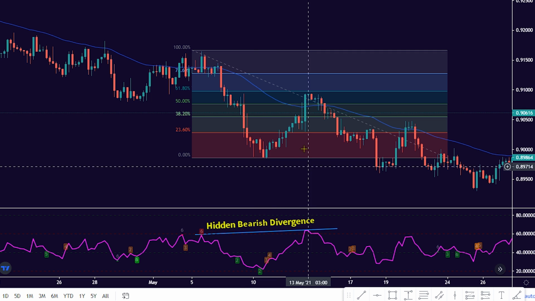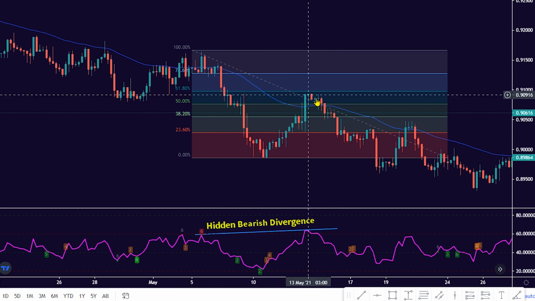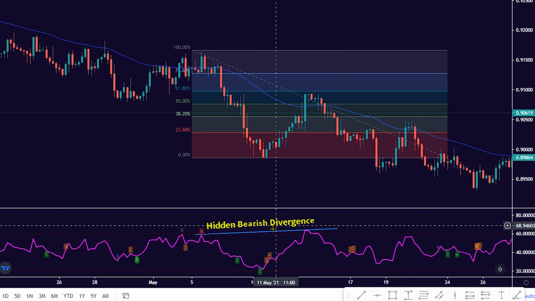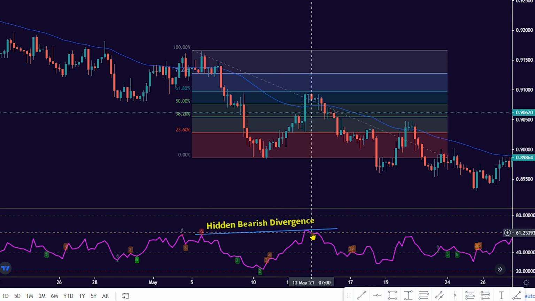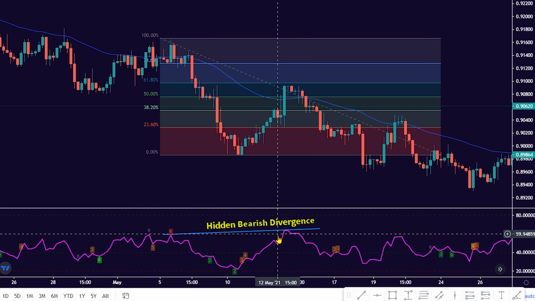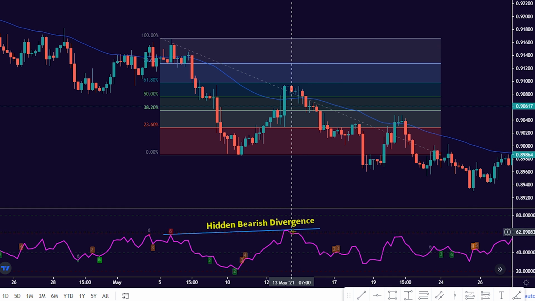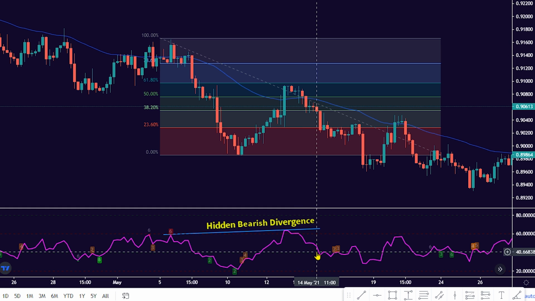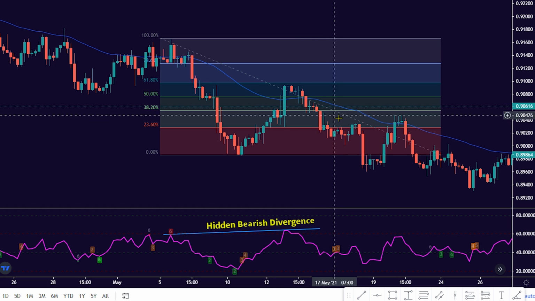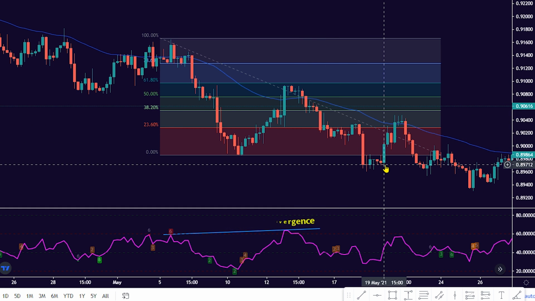We can see how the hidden bearish divergence gave confirmation of the continuation of the bearish rally. The crossover of the RSI indicator below the 60% RSI index level confirmed the sell entry setup. We can see how the trend went in a strong bearish move downward.